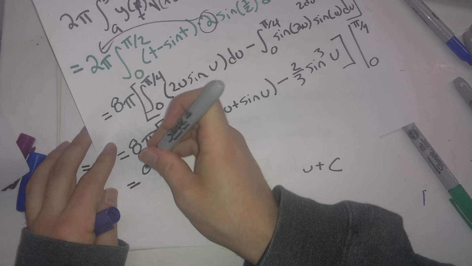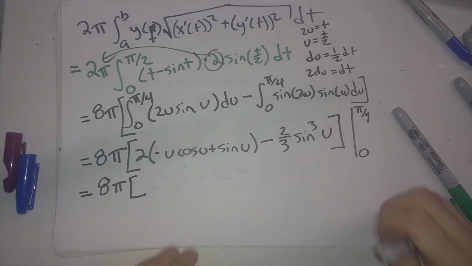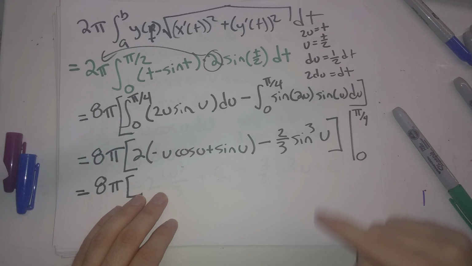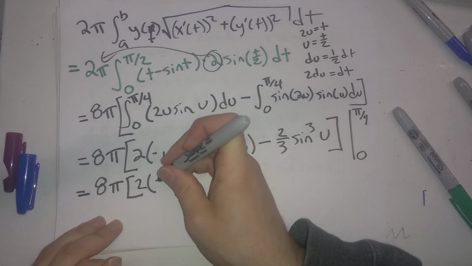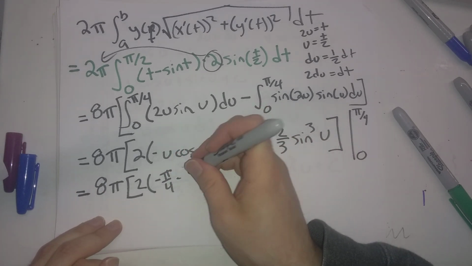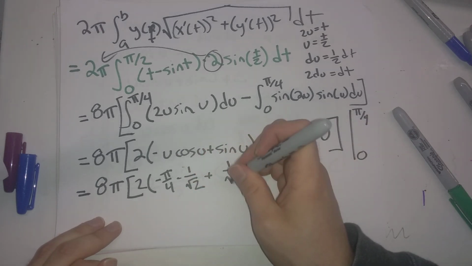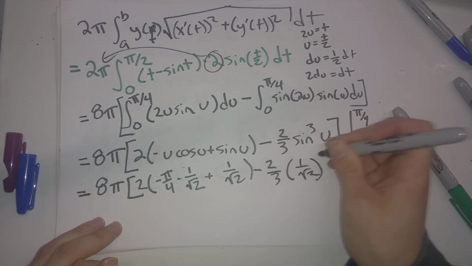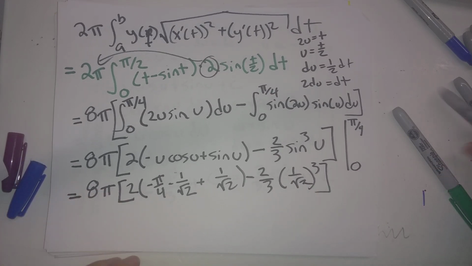Let's see, we can do this real quick. 8 pi times, okay, note that when u is 0, that's 0, that's 0, and that is 0. So we only have to worry about the pi over 4. So 2 times minus pi over 4, cosine of pi over 4, which is 1 over root 2, plus sine of pi over 4, which is 1 over root 2, minus 2/3 times 1 over root 2 cubed. And there's our final answer. It surely can be simplified, but we will call it quits here.